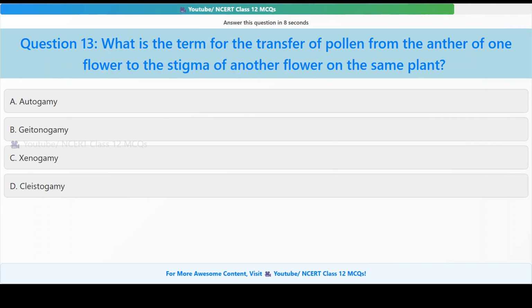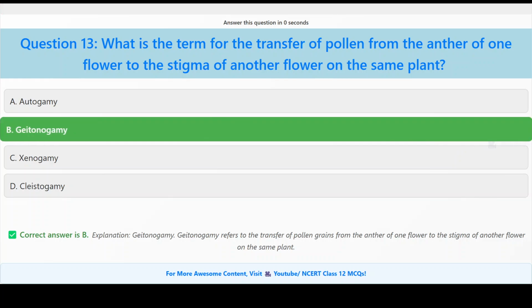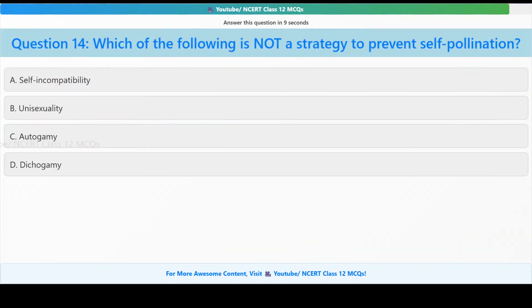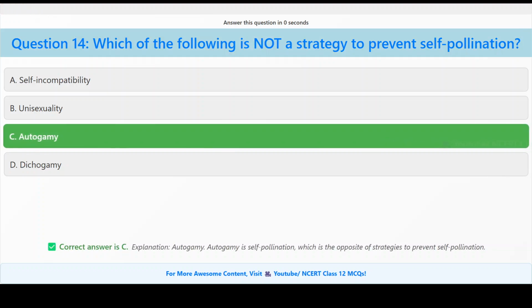Question 13. What is the term for the transfer of pollen from the anther of one flower to the stigma of another flower on the same plant? Geitonogamy. Geitonogamy refers to the transfer of pollen grains from the anther of one flower to the stigma of another flower on the same plant. Question 14. Which of the following is not a strategy to prevent self-pollination? Autogamy. Autogamy is self-pollination, which is the opposite of strategies to prevent self-pollination.